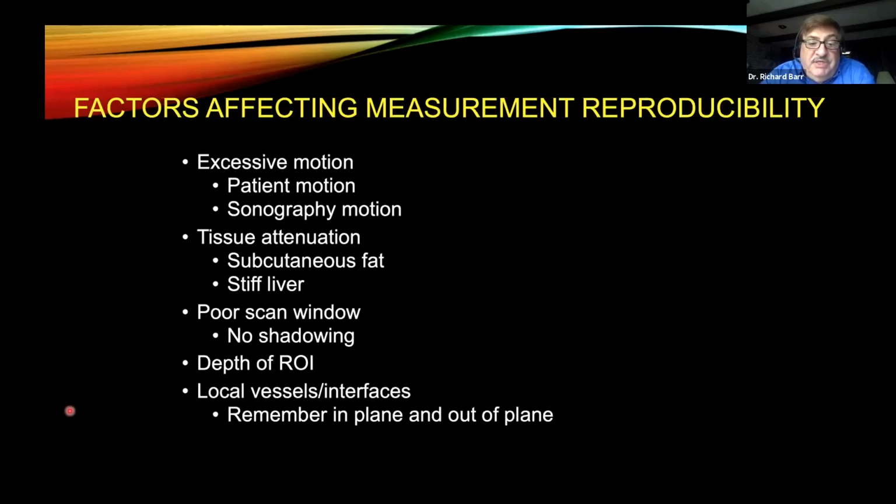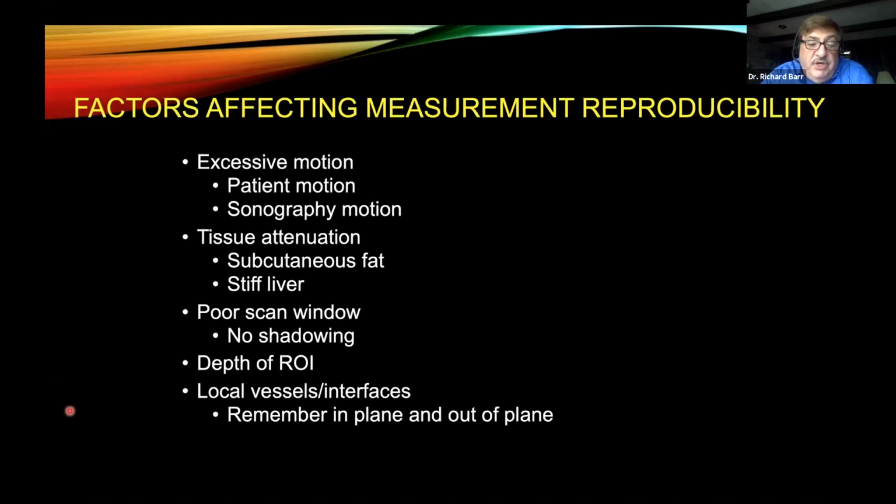Tissue attenuation: subcutaneous fat and a stiff liver, again, are going to attenuate the RF pulse and give us weaker shear waves, which are harder to measure and can increase the variability in our measurements. And these are the patients that it becomes very difficult sometimes to do.